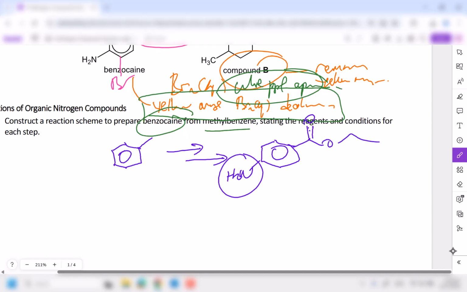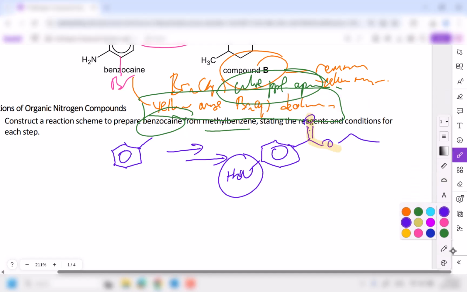So an NH2 precursor is usually a nitro group. Maybe introducing a nitro group will be a good strategy, and introducing a nitro group while I still have my methyl group is definitely a plus, because a methyl group is 2,4-directing. So that's the first thing we need to look at.